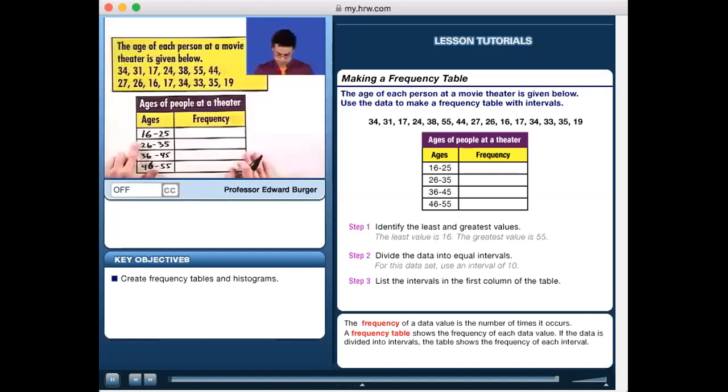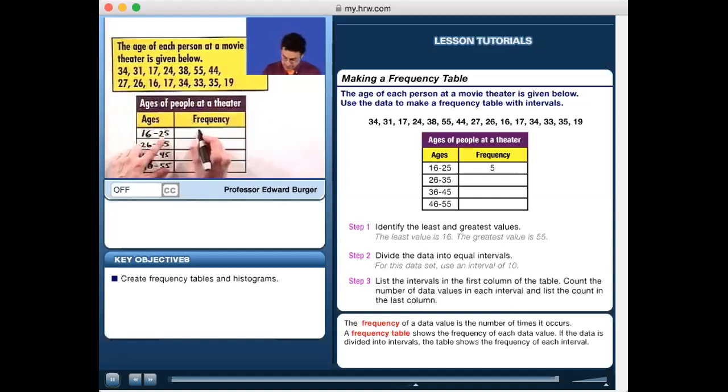So let's see. Between 16 and 25, how many people do we have here? Let's take a look. I see 1, 2, 3, 4. You see anything else? Sometimes I feel like I missed it. Wait, let's see. It's hard to do this, right? 1, 2, 3, 4, 5. Okay, so there's 5. The frequency means how many patrons there were in that age group.